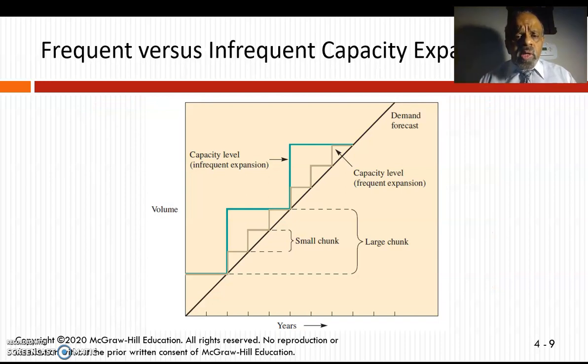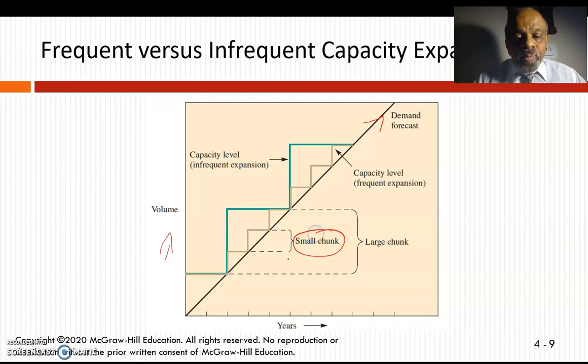Let's talk about frequent versus infrequent capacity expansions. Suppose over the years my volume is increasing. As my volume increases, I have a demand forecast that is also having this kind of a trend. You remember all these things from chapter 3? So exactly that's what we are now working on. Once we know what the demands are by forecasting, now we can look at the capacity and see whether we can meet those forecasts.